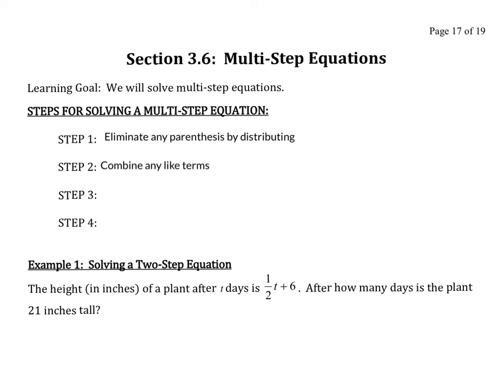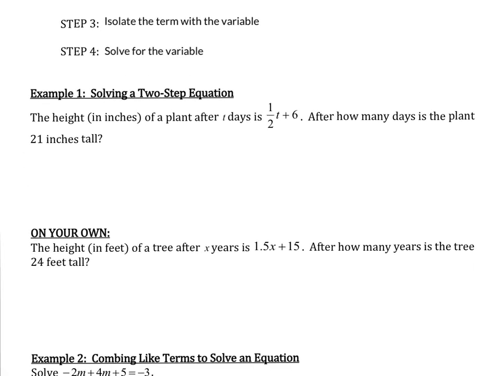So if it's a 2-step, the first thing you want to do, just like we've been doing, is isolate the term with the variable. And again, this is usually going to be addition or subtraction. And then from there, we can finally just solve for the variable using either multiplication or division. So these first 2 examples are really just refreshing you on 2-step equations.